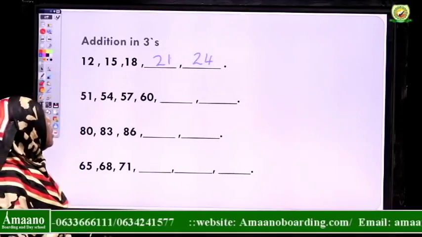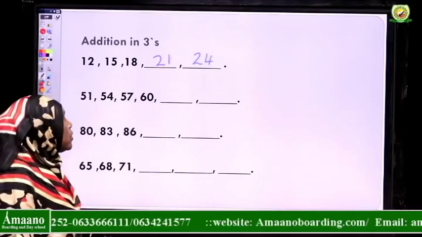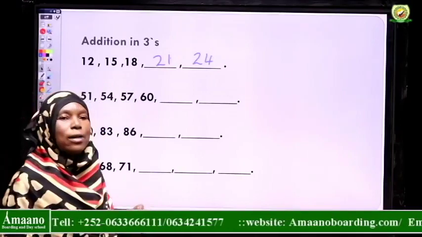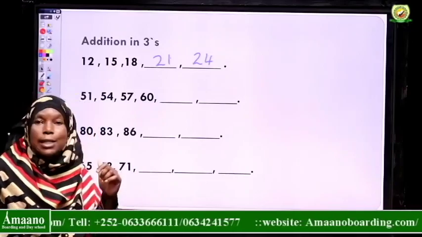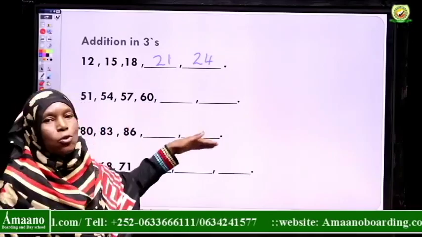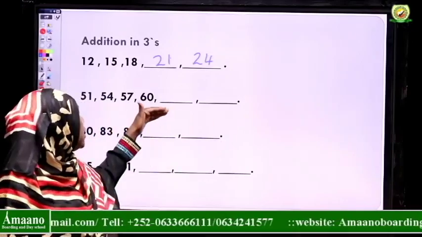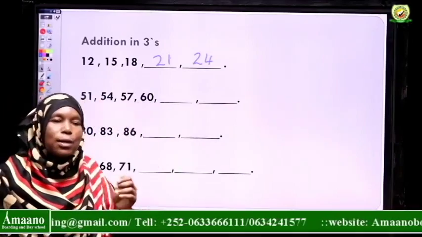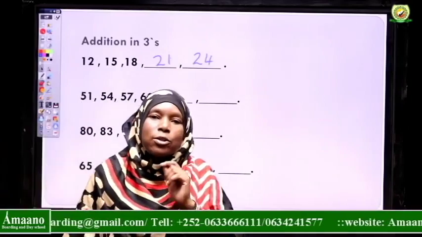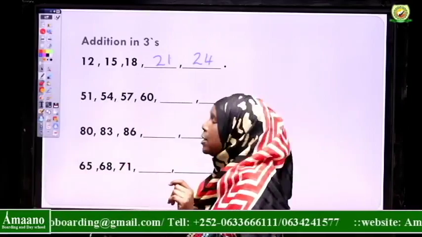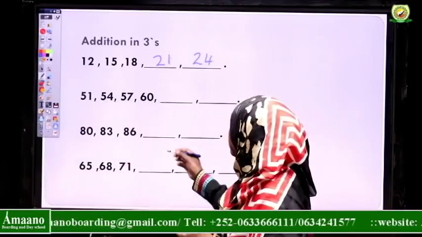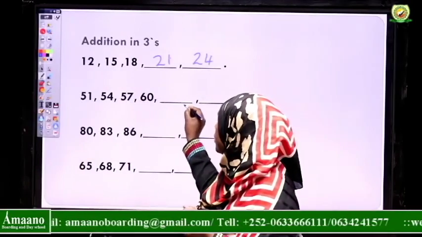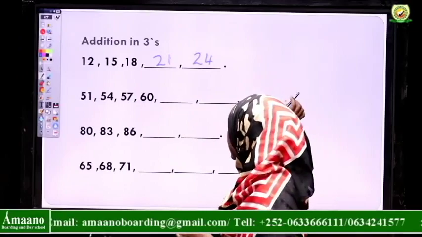Then we have 51, 54, 57, 60. Let me not go so much on counting starting from 51, but let us just know one thing, that we are counting in 3s. So straight away we will just go to the right thing. We'll take the last answer, which is 60, and then add 3, and then we continue like that.